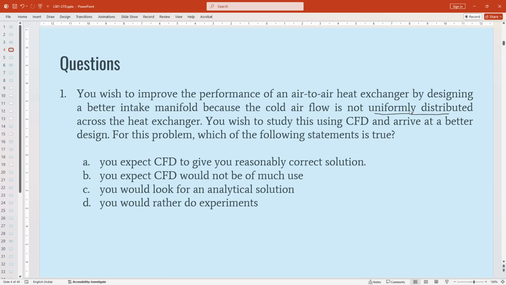Options are: option A, you expect CFD to give a reasonably correct solution. Option B, you expect CFD would not be of much use. Option C, you would look for an analytical solution. Option D, you would rather do experiments. So you can inbox your answers.